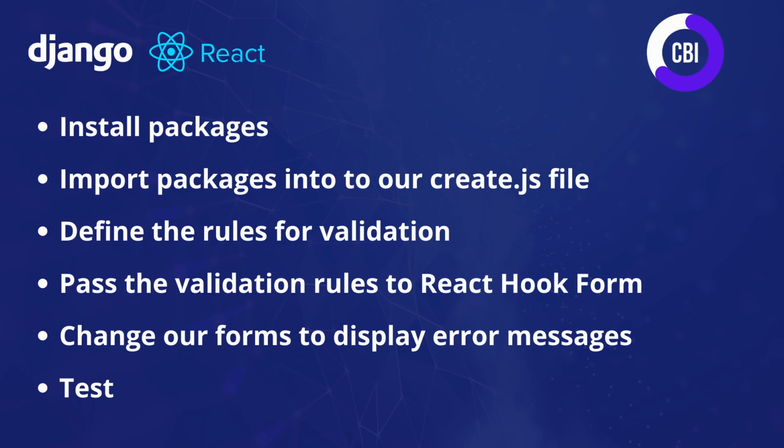Next, we're going to create some rules for validation, and we're going to pass those validation rules to our React hook form. We're also going to make a small change to our forms so they can display the error messages based on our validation rules. And as a last step, we're going to test to make sure that everything works the way we expect.